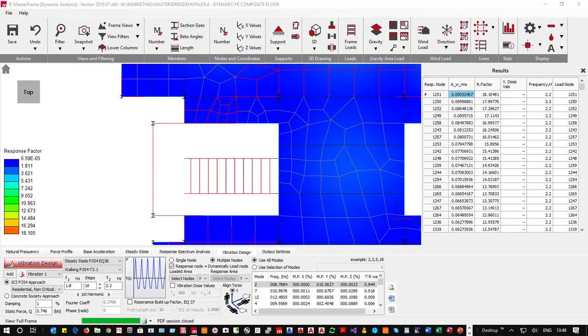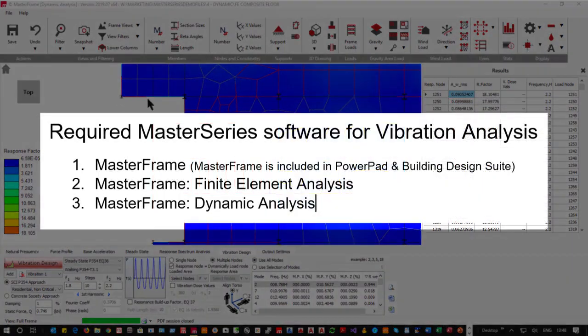So, is this all one module? Very good question. What do we need? We need MasterFrame to create the model. We need the finite elements to create the FE mesh, and we need the dynamic analysis to create the vibrations and analyze it. So 3 models are required.